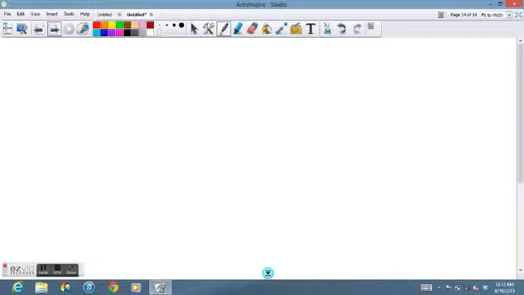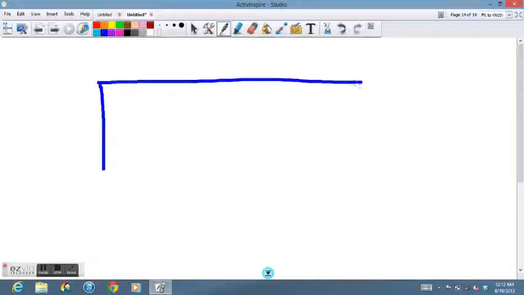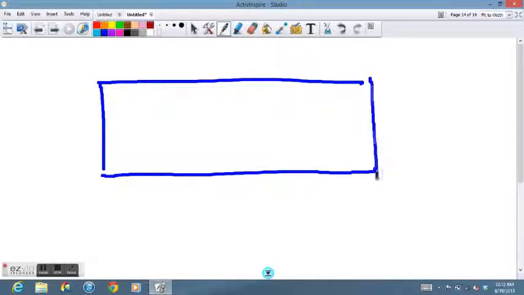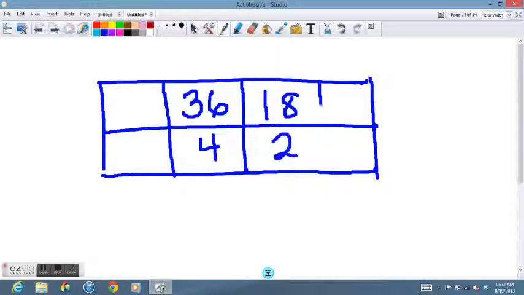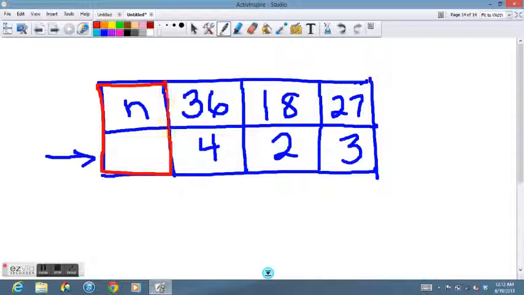So let's look at one more example. And again, we're going to try to find the rule. So I'm going to give you the numbers. Let's say the first one is 36 and 4, and then 18 and 2, and 27 and 3, and this is n, and we're trying to figure out what goes here. So we're trying to figure out our rule, basically, for the numbers.